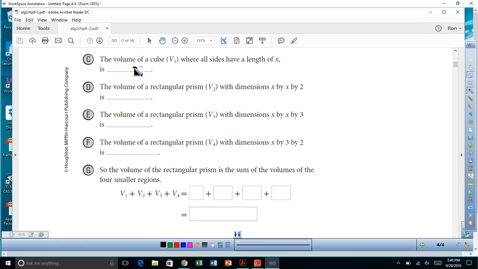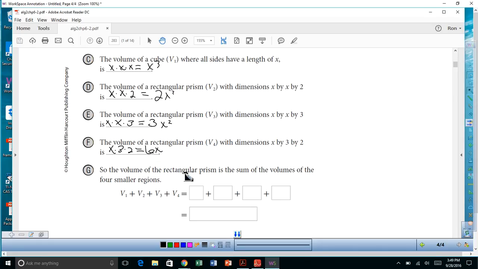Now we'll put those back up in there. X times x times x is x cubed, and that was x times x times 2, which is 2x squared. The volume of a rectangular prism V sub 3 with dimensions x by x by 3 is x times x times 3, which is 3x squared. The volume of a rectangular prism V sub 4 with dimensions x by 3 by 2 would be x times 3 times 2, and that gives you 6x.